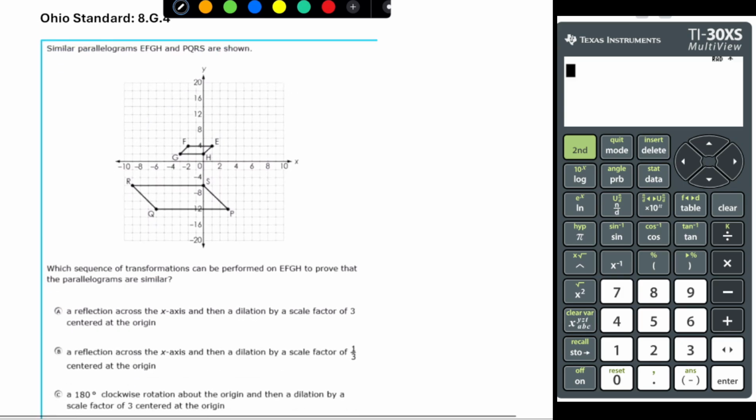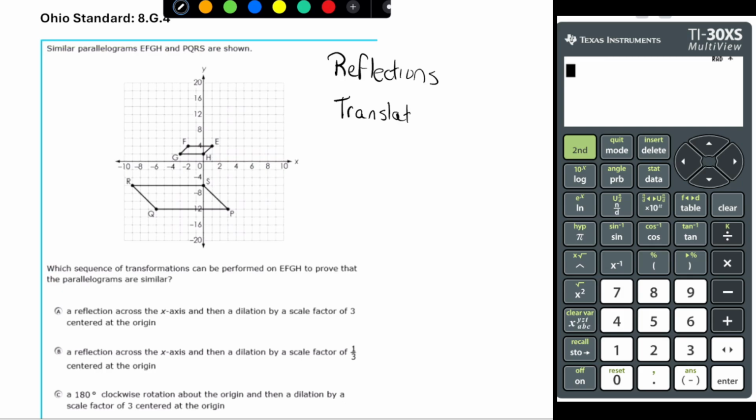Similar parallelograms EFGH and PQRS are shown. What sequence of transformations can be performed on EFGH to prove that the parallelograms are similar? So when we talked about transformations, we talked about four kinds. We talked about reflections, translations, rotations, and dilations.